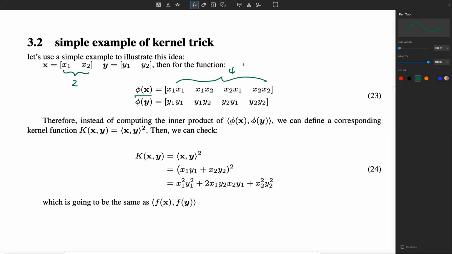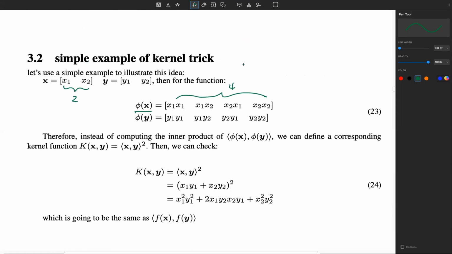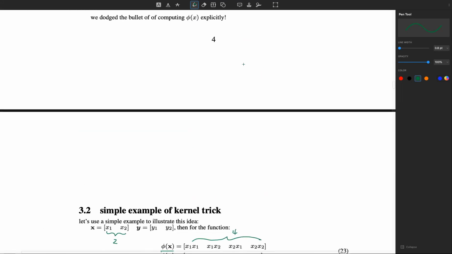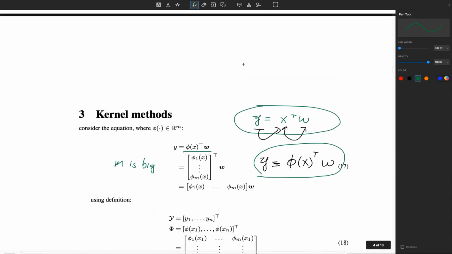And by the way, this is just an example. Normally, it's much higher than that. And also the things that we will be talking about, especially in reproducing kernel Hilbert space, are going to be infinite dimension because it's a function. Okay. All right. So far so good. All right. Now let's come back to this.